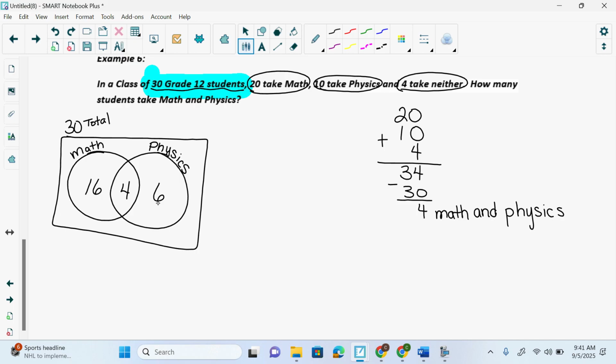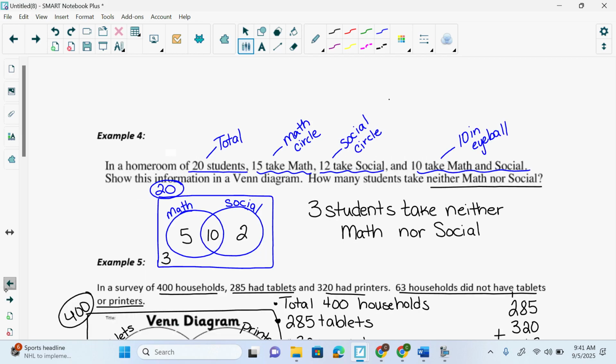Best of times. Okay. How do I find the outside? Because I have 3 numbers, I need 4. What do I do? How much does it need to add up to? 30. This currently adds up to what? 26. So how many are out here? 4. And they also gave it to us. So if we add that up, we should get 30. We agree? All right. So 4 students take math and physics. Sorry, did you get that?